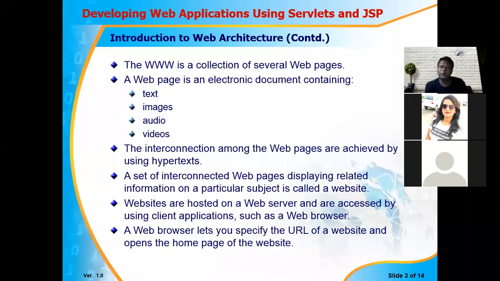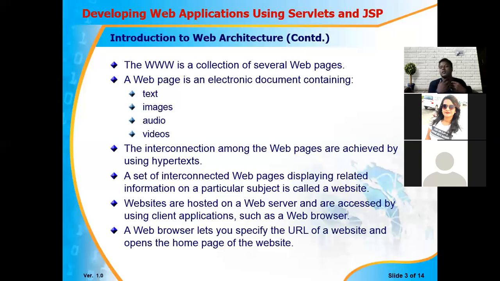So WWW is a collection of web pages. A web page is an electronic document which contains text, images, audio and video. Earlier I have told you, it will contain MIME type, multipurpose internet mail extension. It supports any type of data. The interconnection among the web pages is achieved by using hypertext.